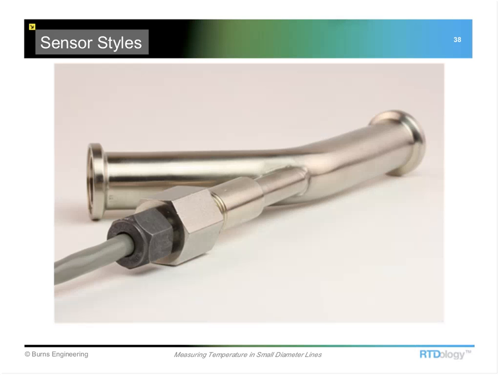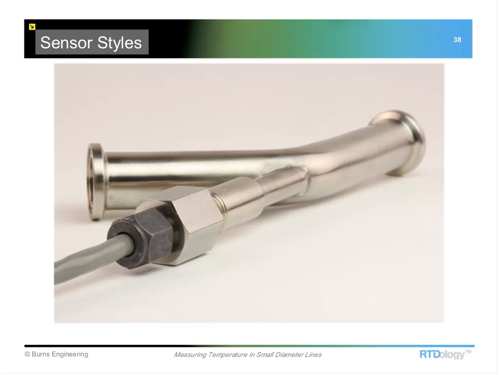This is a 45-degree sanitary elbow where a sensor has been installed directly into that elbow. So if this were ever to fail, or if you calibrate it, you've got to pull this whole thing out of the line and calibrate it in a bath of some kind. And if the sensor fails, you're replacing the whole elbow plus the sensor. But it is a good solution for places where we can't get anything else to work correctly.